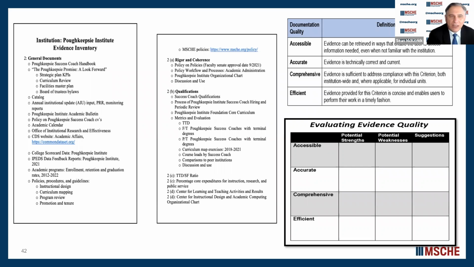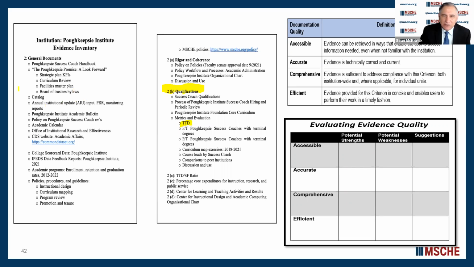So for example, on the second item of the evidence inventory for Poughkeepsie Institute, it says 2B qualifications. One of the things I see is TTD, and I'm thinking, is that an immunization like DTaP? What does TTD mean? Most of us may know that means time to degree, but it assumes that we know what that means, and assumes an evaluator would know. So my concern would be with efficiency.